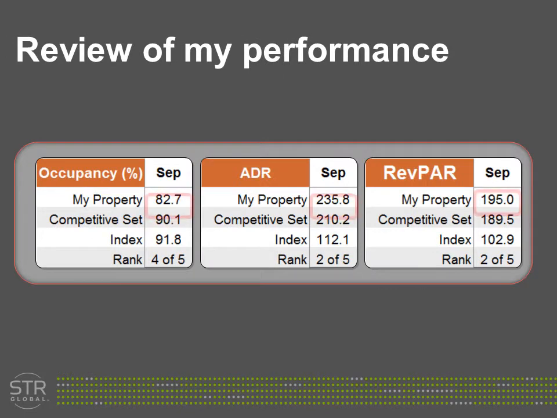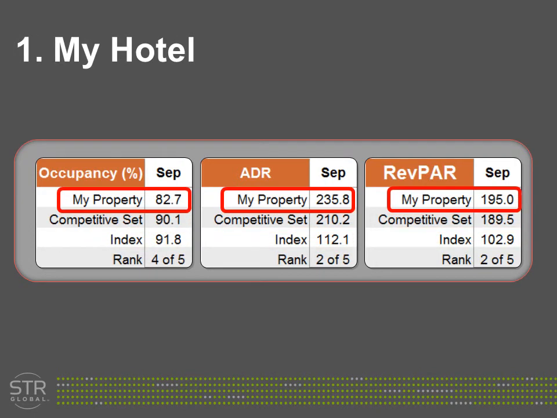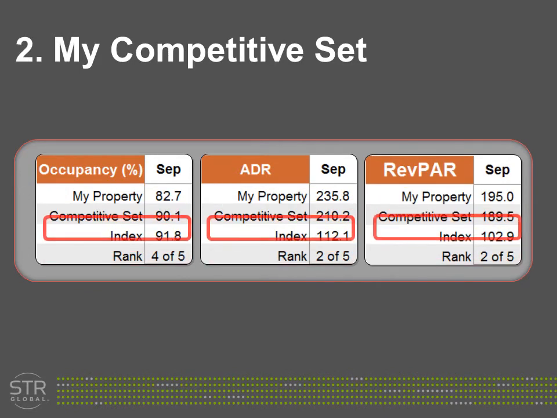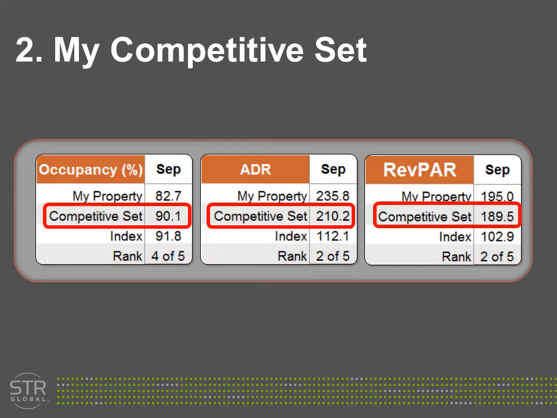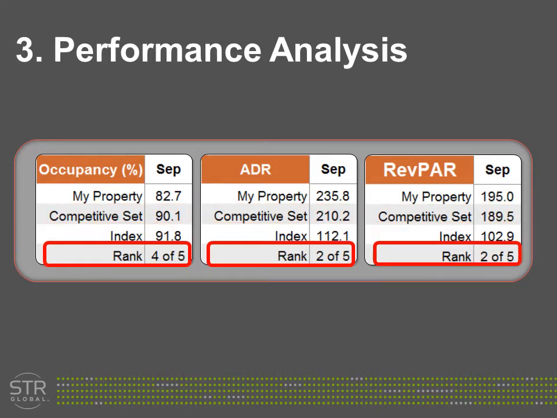In this example, we start by reviewing my hotel performance for the month of September. First, we review the performance of my hotel, here indicated as my property, followed by the performance of my competitive set, which results in an index performance and a ranking that indicates how I performed this month versus my competitive set.